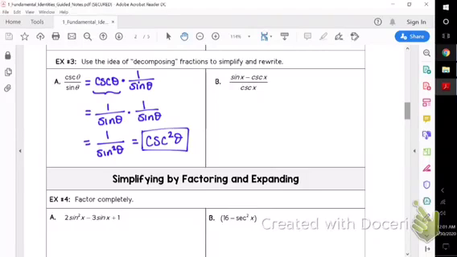B has sine of x minus cosecant of x all over cosecant of x. So what if first I separate this? Because this has a common denominator for both parts in the numerator, okay, for each term in the numerator. So I'm going to take and separate this into sine of x over cosecant of x minus cosecant of x over cosecant of x.